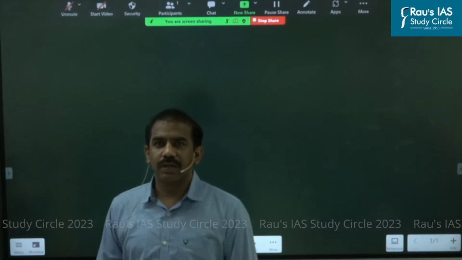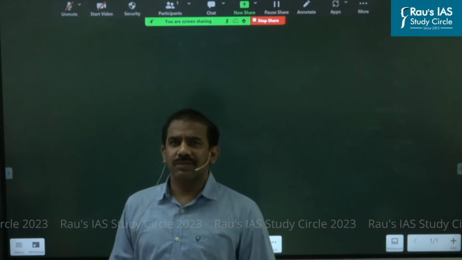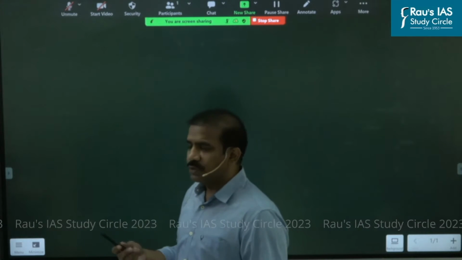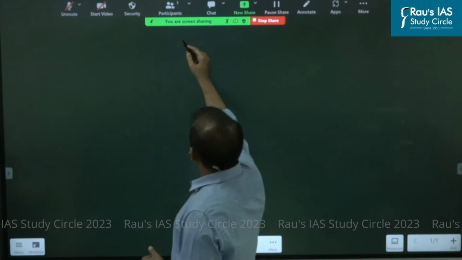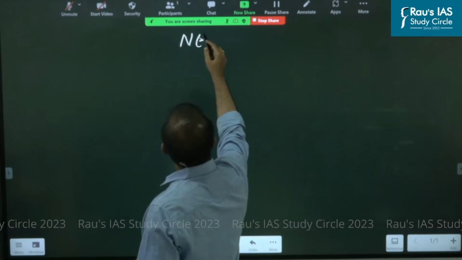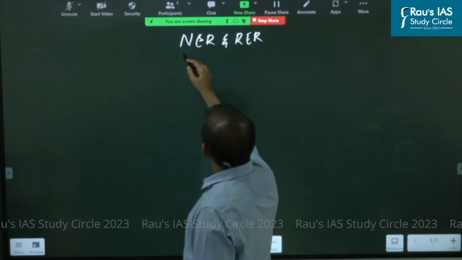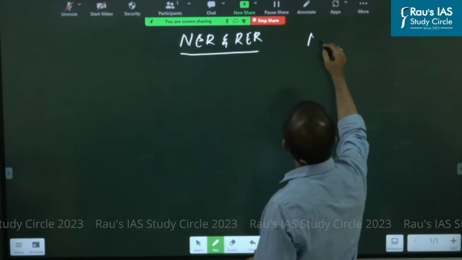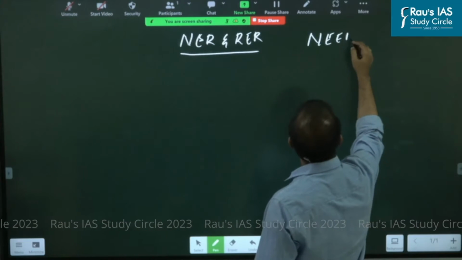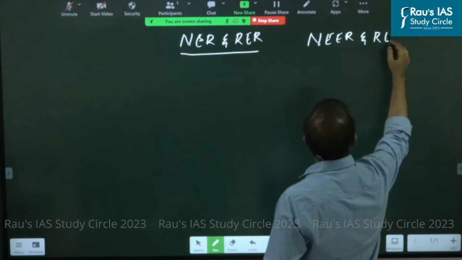Let's try to understand a very important and a very simple concept that most of the students get confused with. That's the difference between nominal exchange rate and a real exchange rate. Later, we will be discussing the difference between nominal effective exchange rate and a real effective exchange rate.